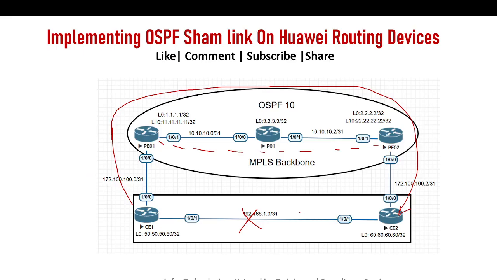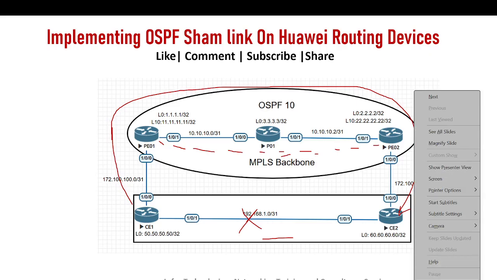And again, we'll see that when you do that, you will still need to configure some cost parameters. You will need to configure metric values on this link and this link and ensure that this link has a lower OSPF cost.